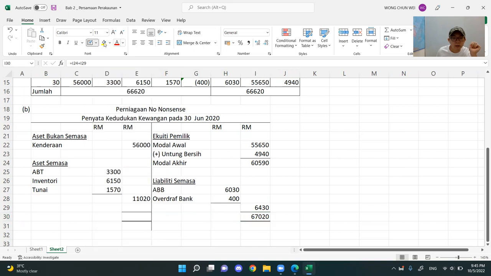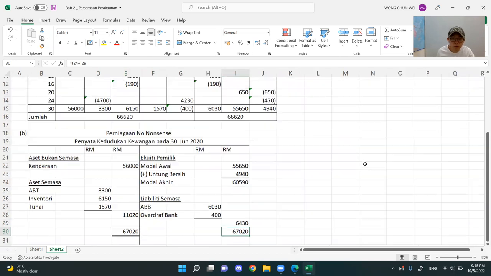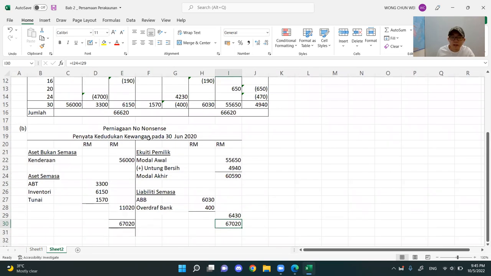Then you add up. Okay, so for your Jumla in the asset side, it is 56,000. You add your 11,020, you get the same figure. You see? So it's 67,020. So this is your PKK. All right? You guys okay?